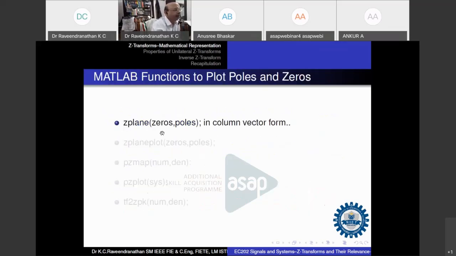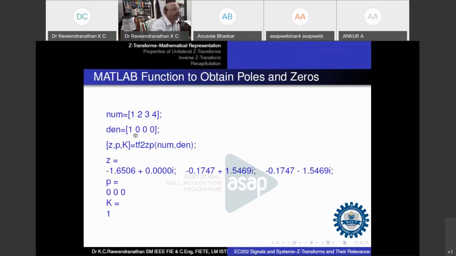So the denominator is z cubed, and all other values are 0. So this is exactly the x1 function, and this single statement will get you the zeros and poles. There is a function called transfer function to zero-poles form, which takes the numerator and denominator polynomials, and you get the zeros and poles. So these are the 3 zeros and these are the 2 poles, right?